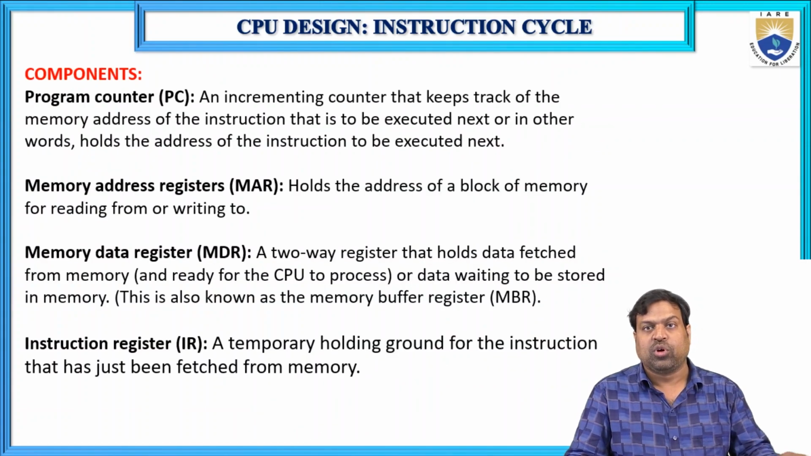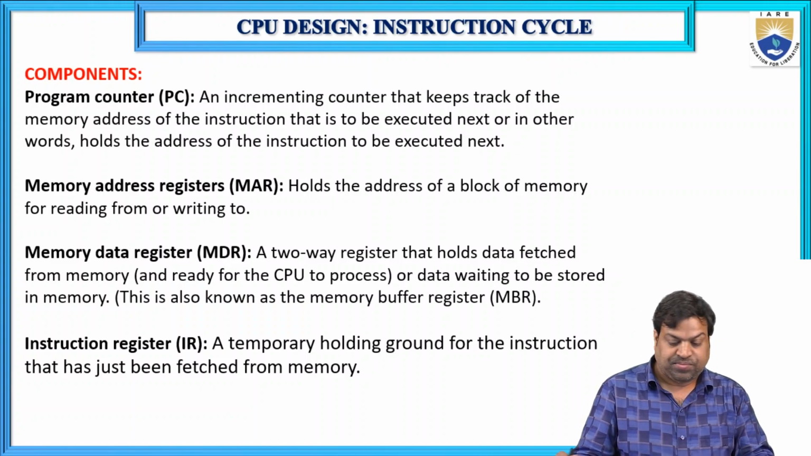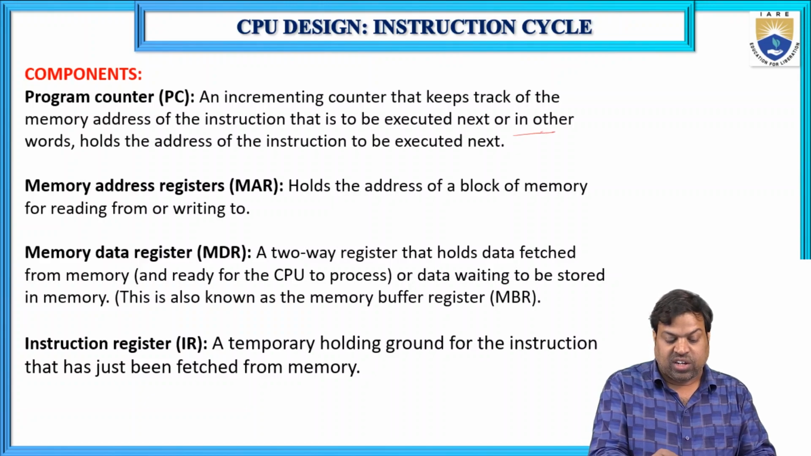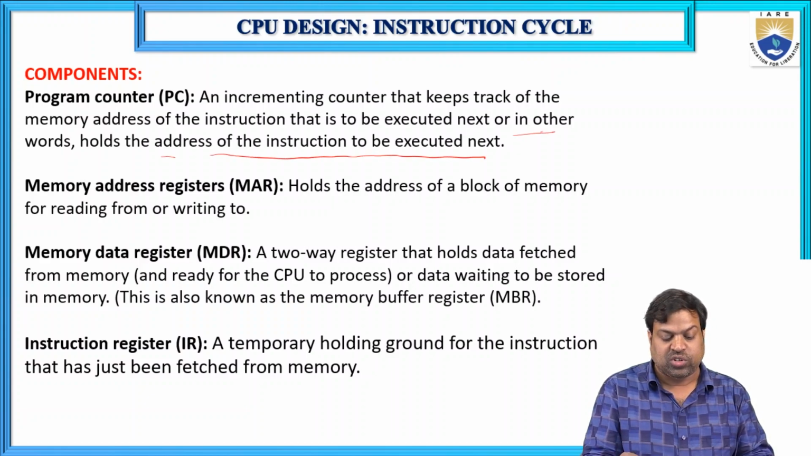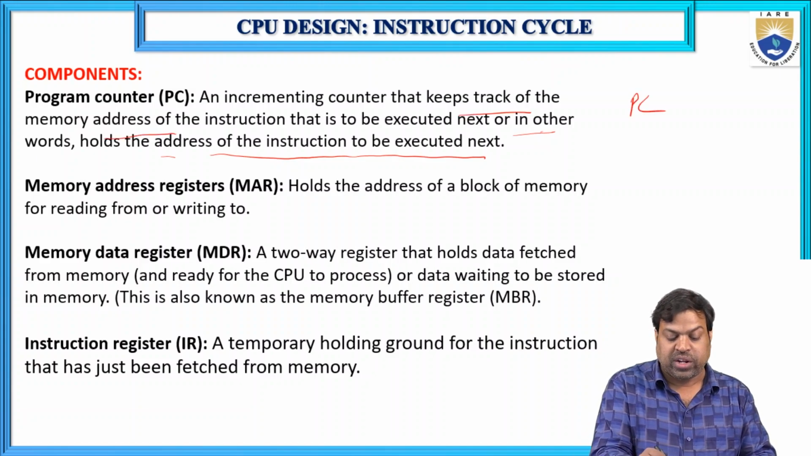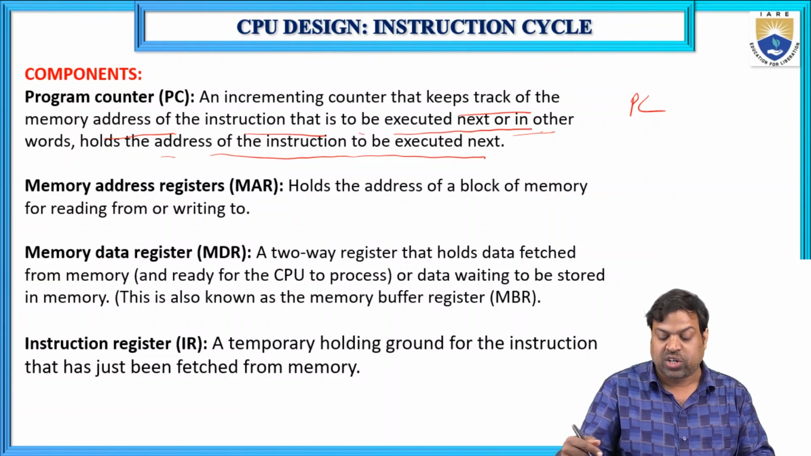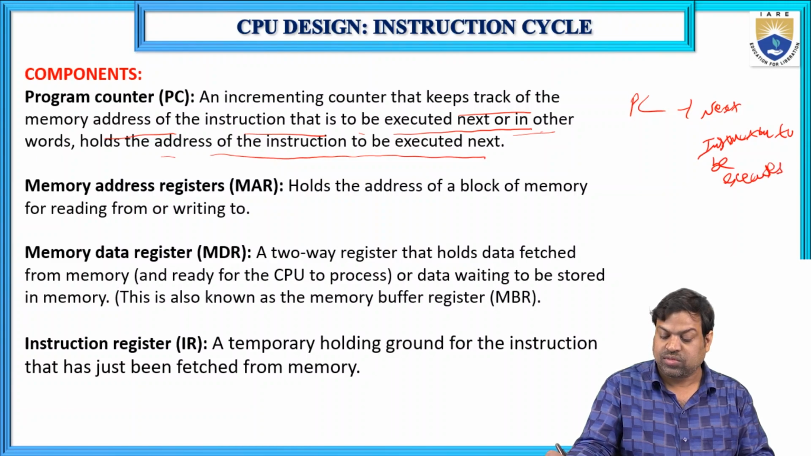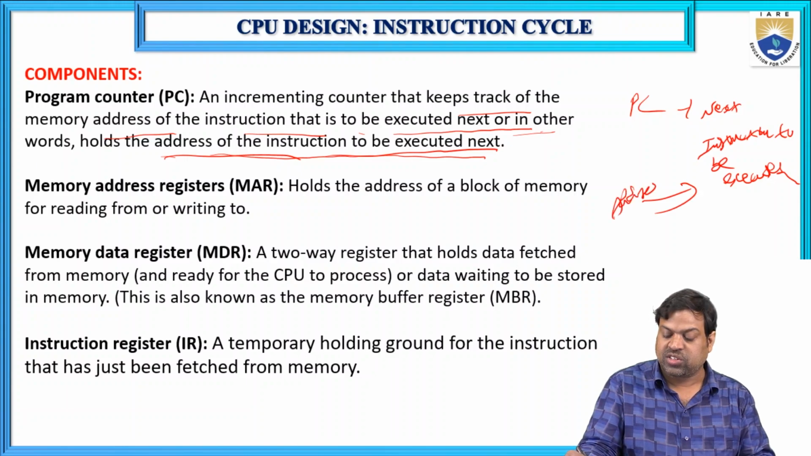So the components: the program counter, or instruction counter, takes track of the memory address of the instruction. It holds the address of the instruction to be executed next. So the program counter counts or tracks the memory address of the next instruction to be executed. It holds the address of the instruction to be executed. So I need an address for this one. So the address will hold the next instruction.